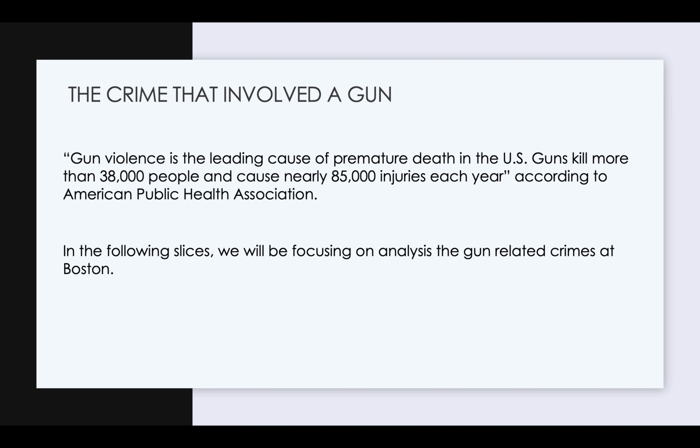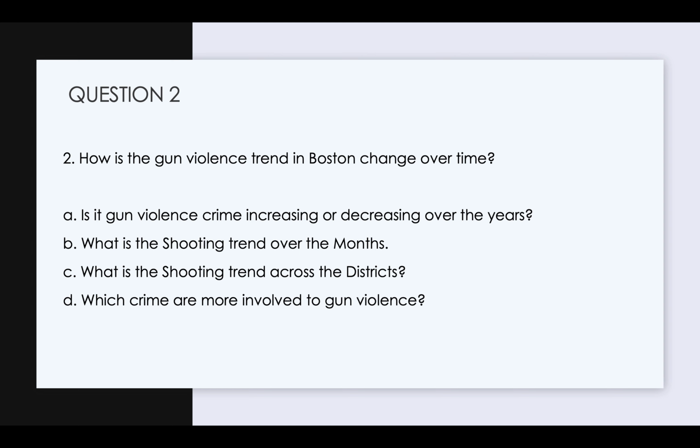So the next question that I want to focus on is the crime that involves gun violence. Gun violence is the leading cause of premature death in the U.S. and it kills more than 38,000 people and causes nearly 85 injuries each year, according to the American Public Health Association. In the following slides, I will focus on analyzing gun-related crime in Boston.